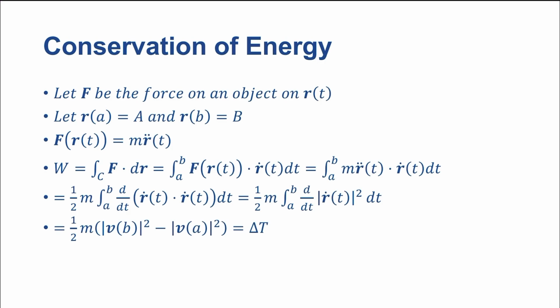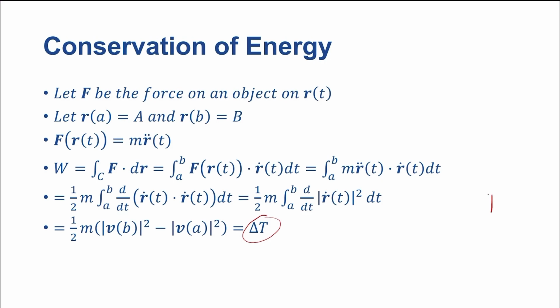So we can rewrite this using the fundamental theorem for line integrals. Because we're reversing the derivative, we can rewrite this as 1/2 times the mass times the magnitude squared of the velocity evaluated at b minus the magnitude squared of the velocity evaluated at a. This is equal to the change in the kinetic energy.